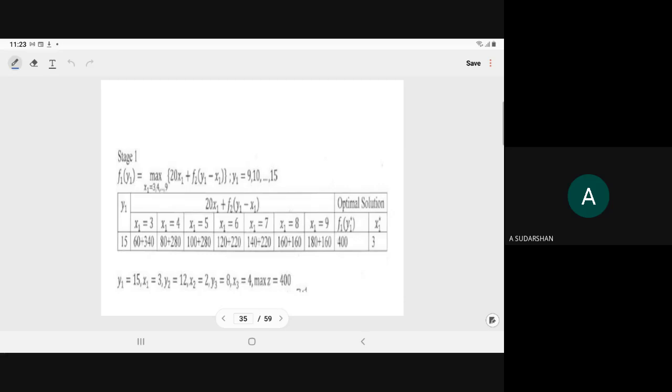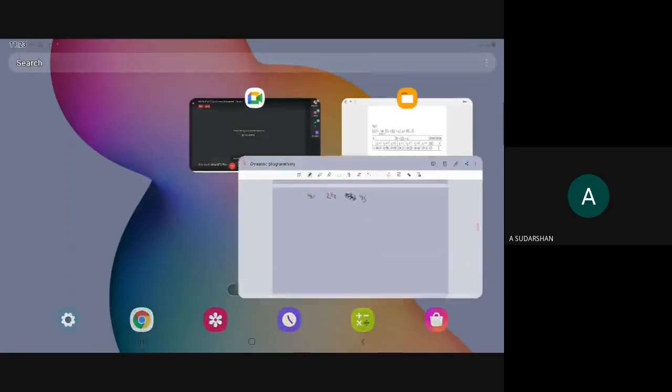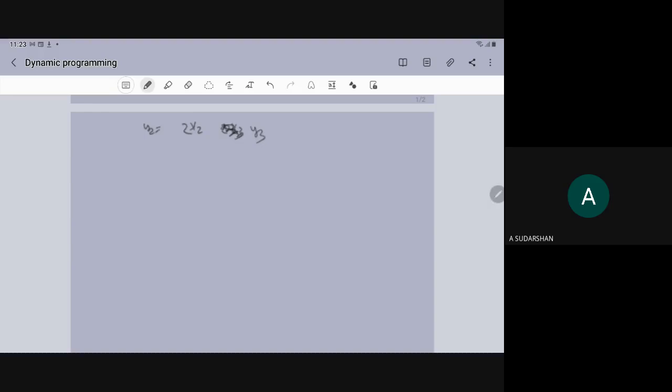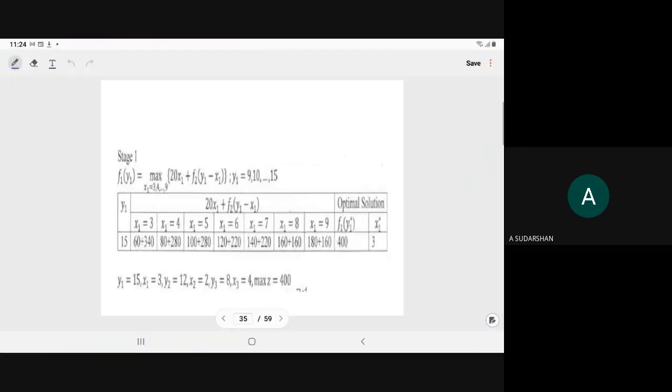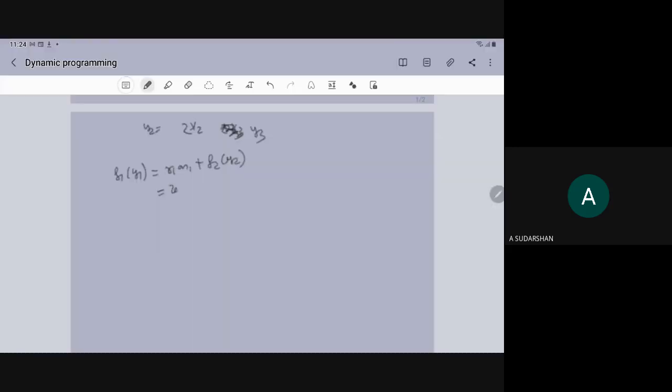or for the stage 1, for the last stage, because we are doing it recursively. So for the stage 1, now what is the objective function? The objective function for the stage 1 will be f1 of y1. What is the basic formula? r1 of x1 plus f2 of y2. So in this case, what is our r1? R1 is given to you, 20 x1. So it will become 20 x1 plus f2.